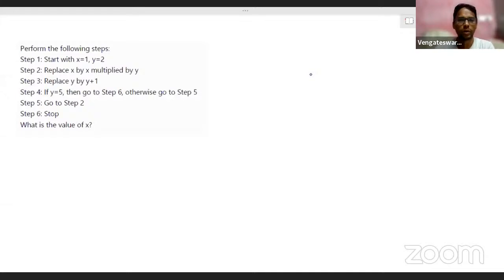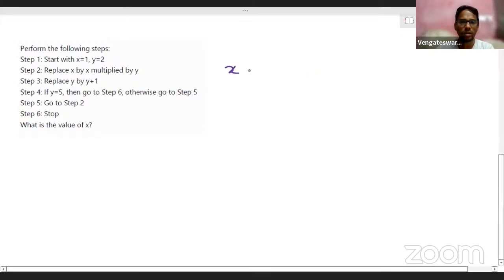Let's try to do this question together. So now, please follow the steps given in the question. Step one, we start with x equals 1 and y equals 2. Step two says replace x by x multiplied by y, which means there is a change in the value of x. Now x is replaced by x into y, which means 1 into 2. That means the new value of x is going to be 2.